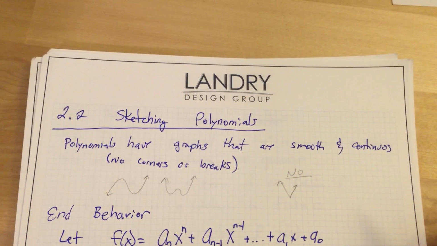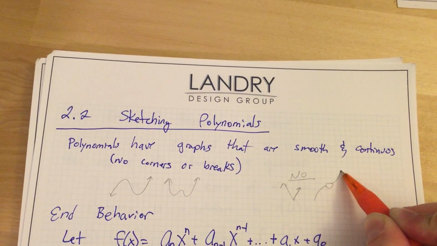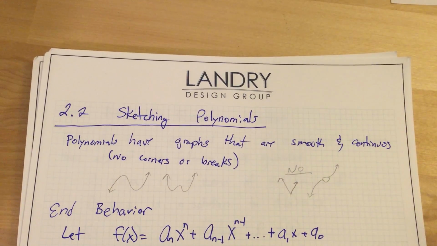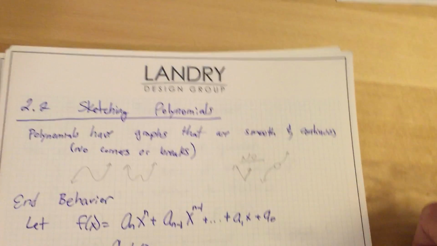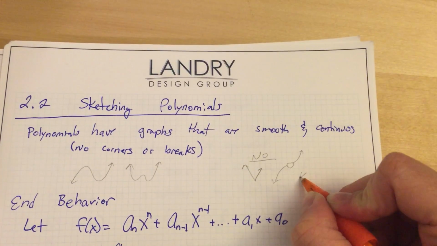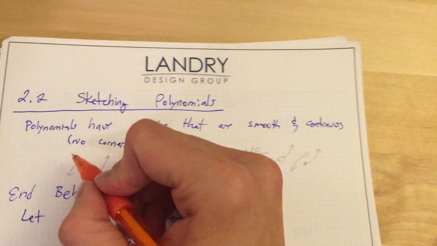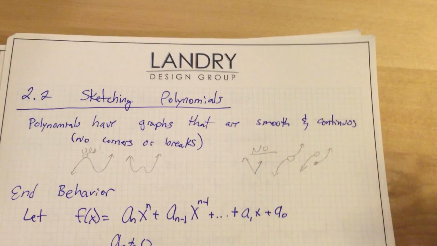So an absolute value, that's a no. We'll get to things called holes, right? So anything that kind of asks me to lift up my pencil. Piecewise functions, right? They are technically functions, but they're not polynomials. So something like this. So this is yes, and these are no.